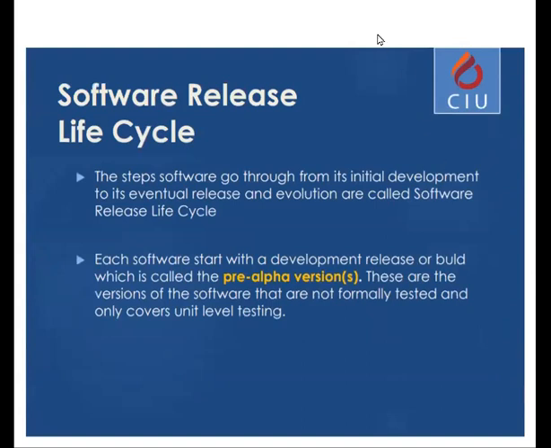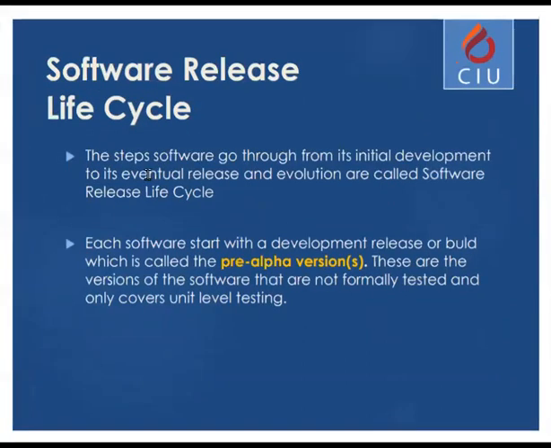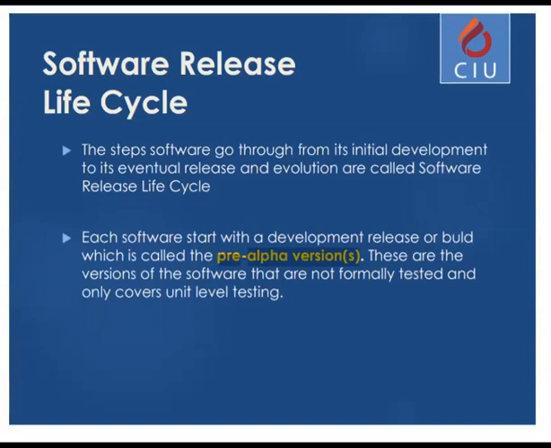So the steps that go from the initial development to its eventual release and evolution are called the software release lifecycle. Each software starts with a development release, which is called a pre-alpha version. So any testing step that you do before you do proper system testing is called a pre-alpha version. These are versions of software that are not formally tested and only cover the unit testing.